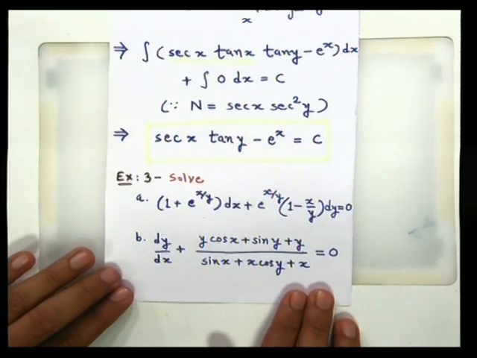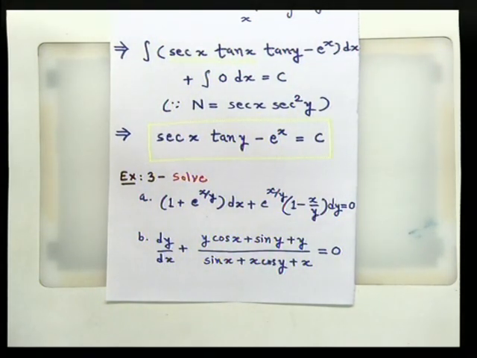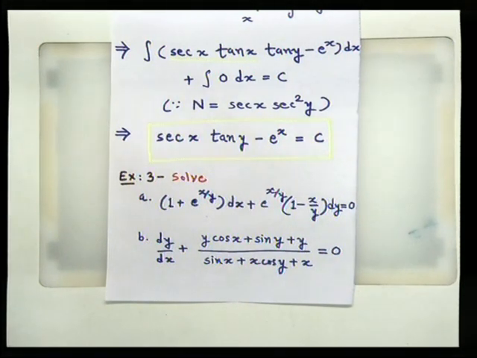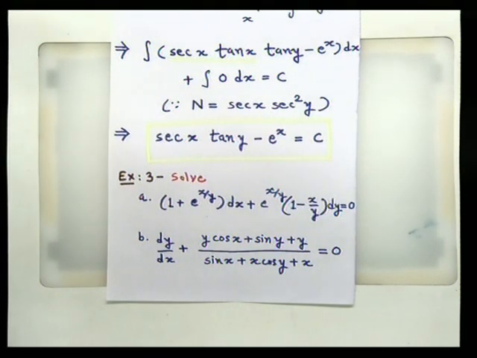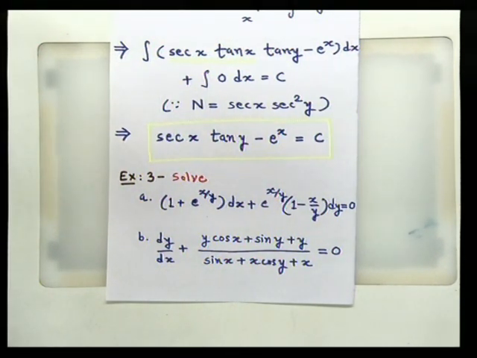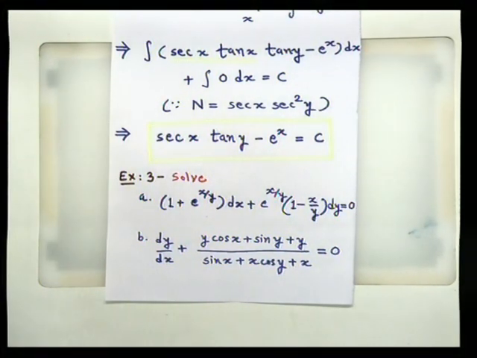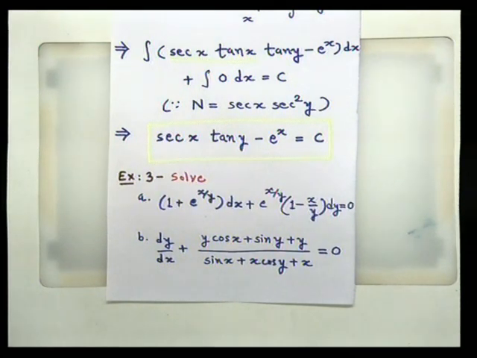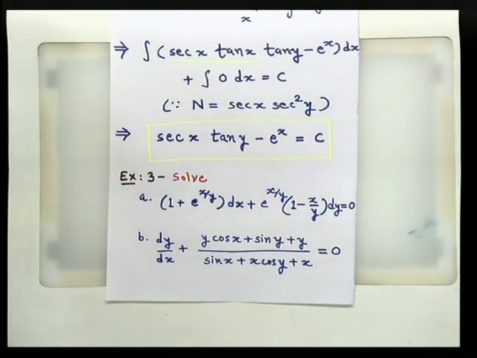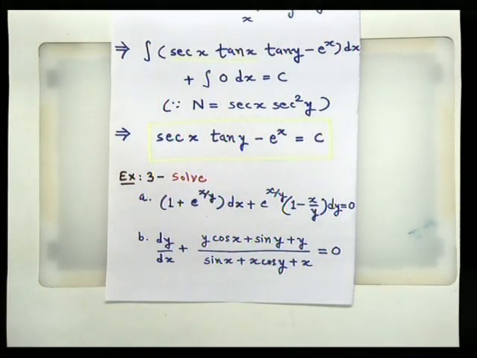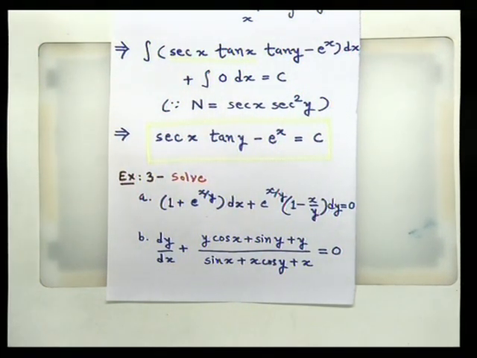Now here there are two examples for you to practice. First is (1 plus e raised to x by y), this is the coefficient of dx, plus e raised to x by y into (1 minus x by y), this is the coefficient of dy, is equal to 0. You will check exactness of this differential equation and you will also find its solution. And second is not in the form m dx plus n dy equal to 0. It is dy by dx plus (y cos x plus sin y plus y) upon (sin x plus x cos y plus x) is equal to 0.